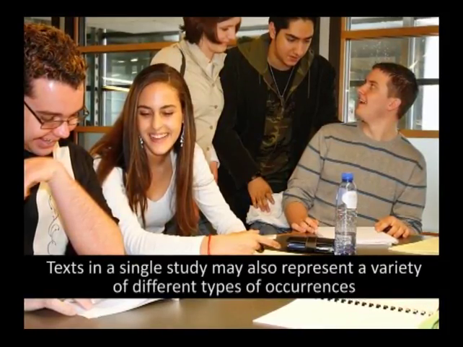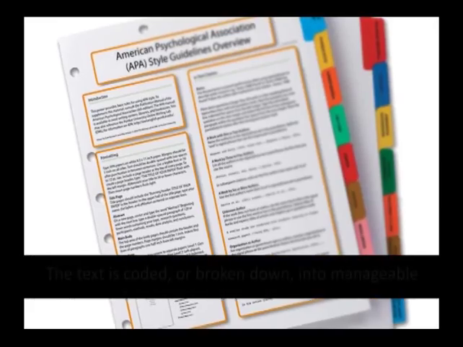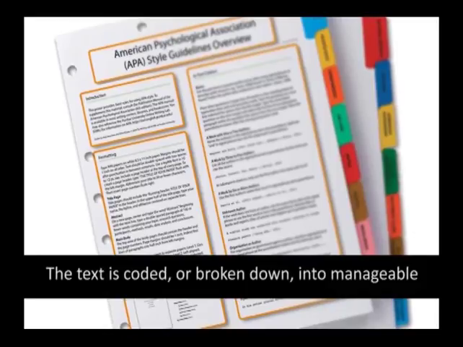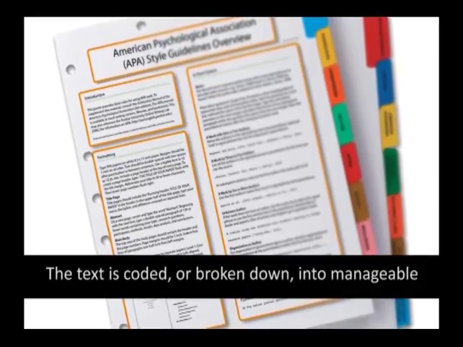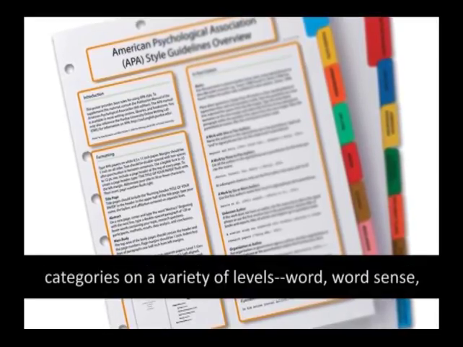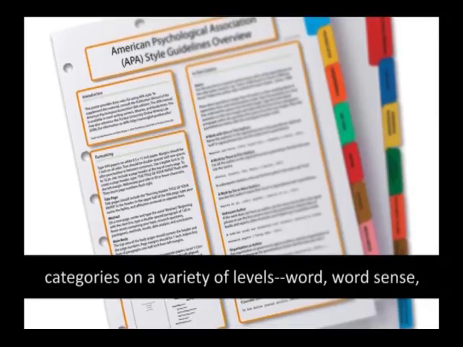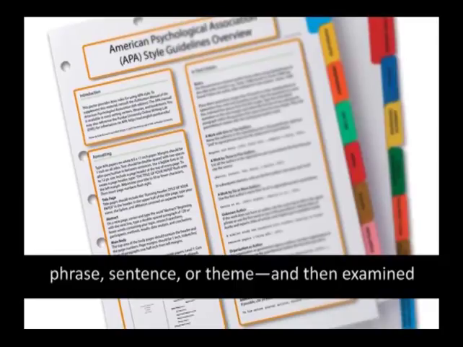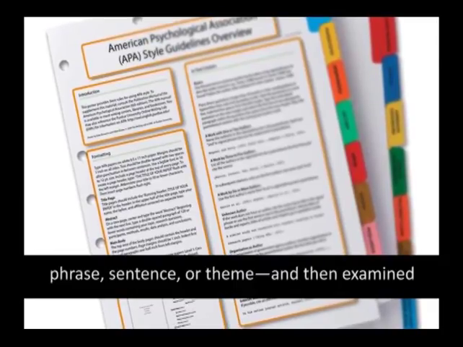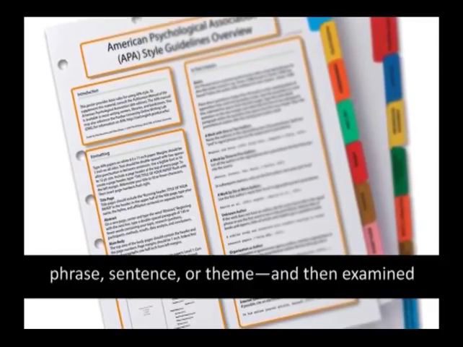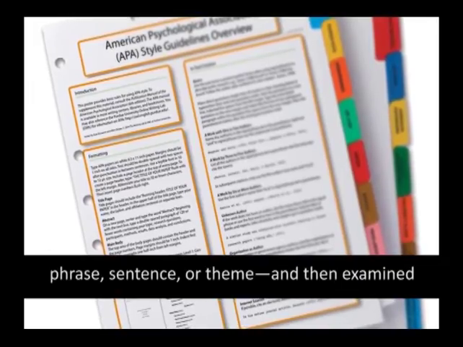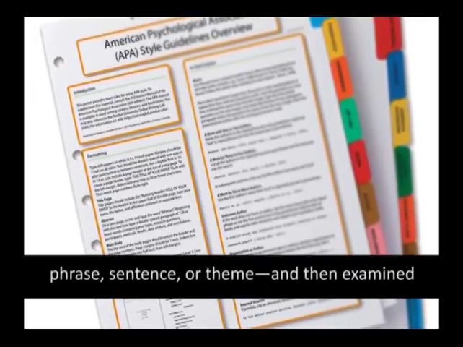To conduct a content analysis on any such text, the text is coded or broken down into manageable categories on a variety of levels: word, word sense, phrase, sentence, or theme, and then examined using one of content analysis's basic methods, conceptual analysis or relational analysis.